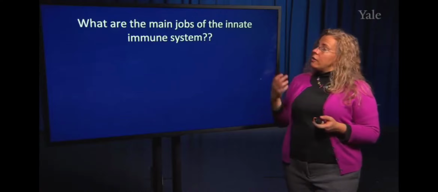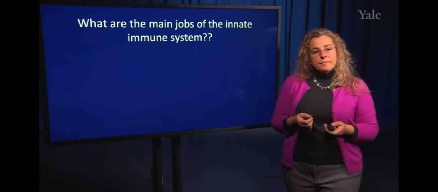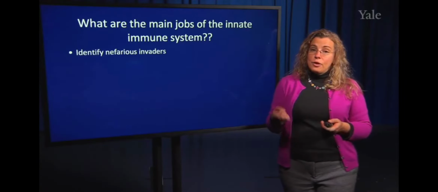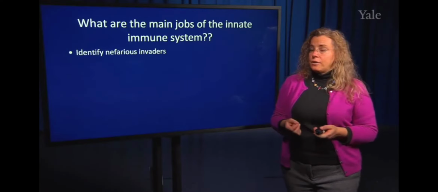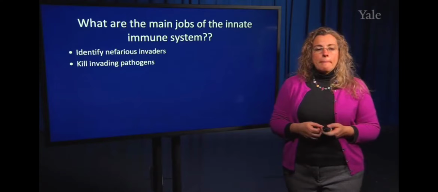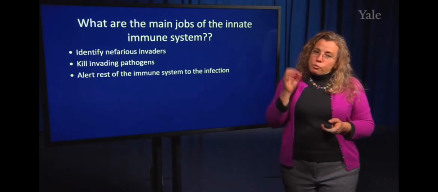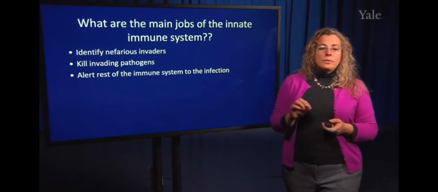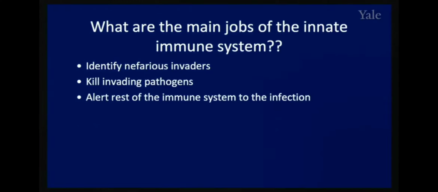So, the jobs of your innate immune system. Identify again those nefarious invaders. Kill some of those invading pathogens. But a really important part of the innate immune system is to actually alert the rest of the immune system that there's been a breach in a barrier and there's actually an invasion by a pathogen.